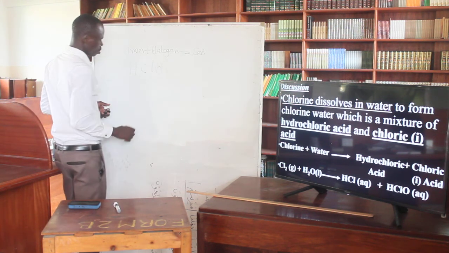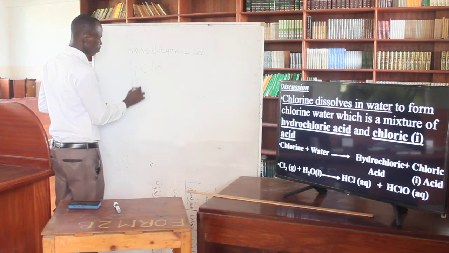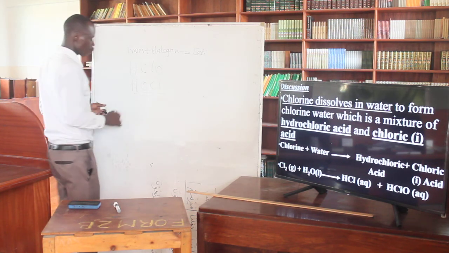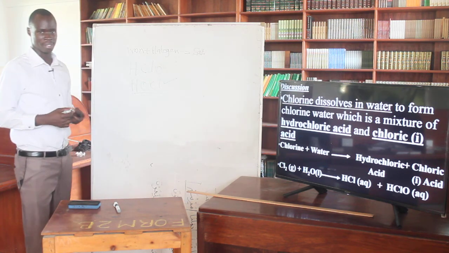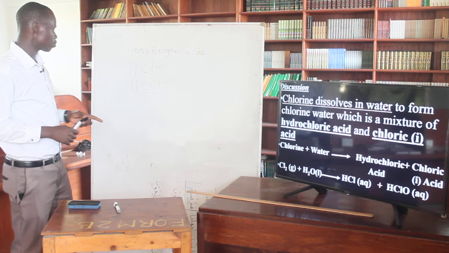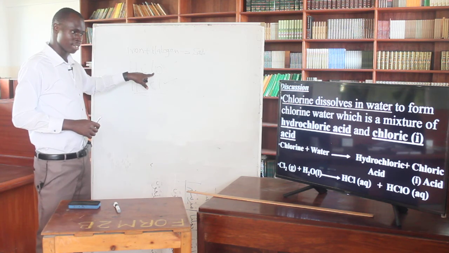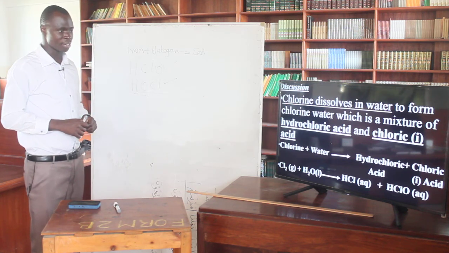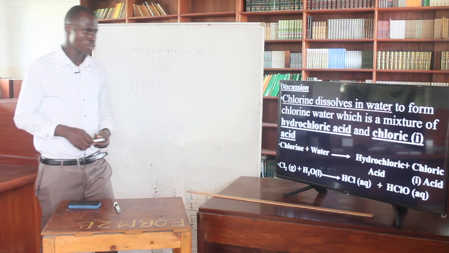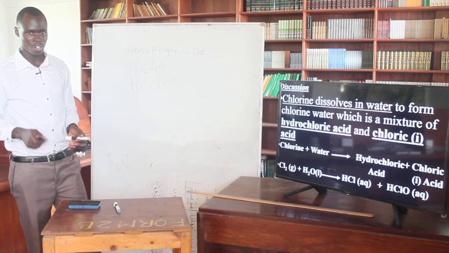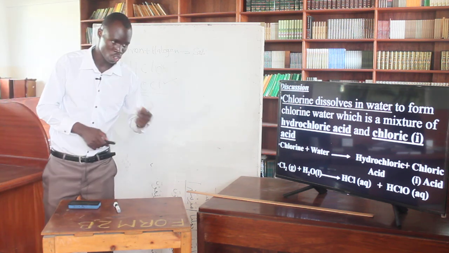HClO. For some books you also find it written as HOCl. Whichever one you meet, all of them are acceptable. Most books write it as HClO, but some might decide to write it as HOCl. That is what brings out the bleaching action in chlorine water.